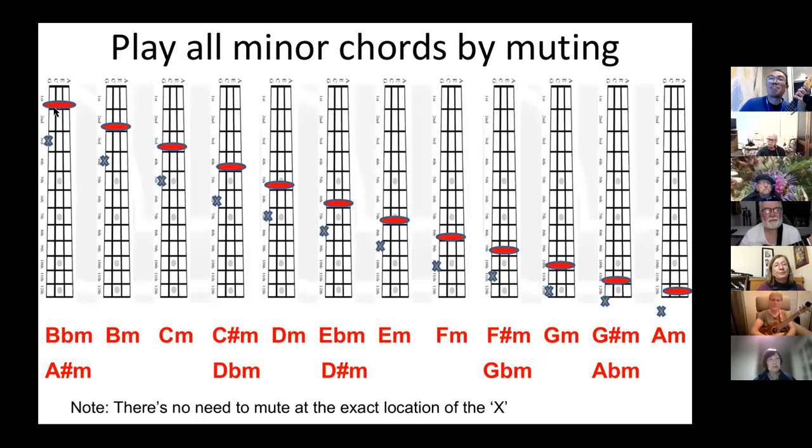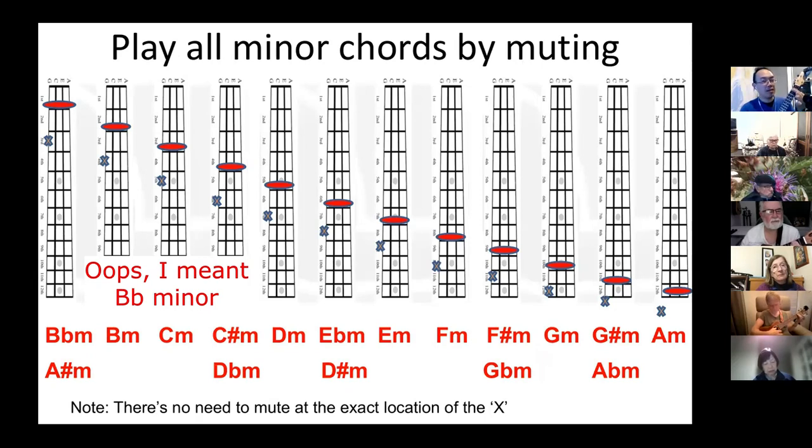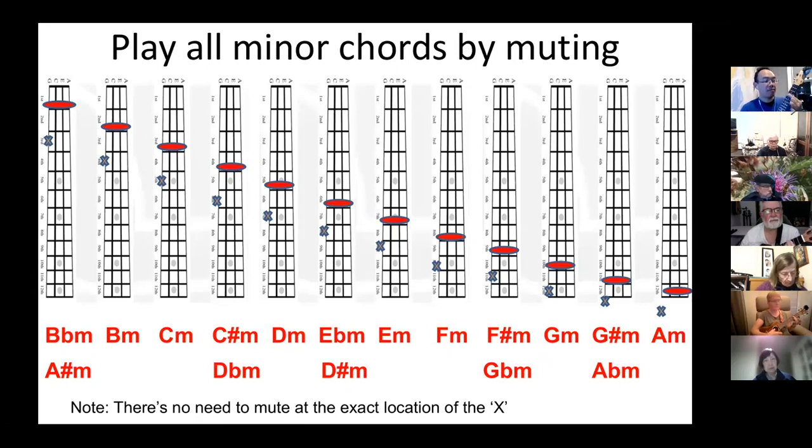Every single one. So B flat minor, for example, you put your finger there and you mute that string using the fingertip. That's B flat minor. Next one, B minor. Next one is C minor. So I'm just sliding up. Each one is a different chord. I've labeled them for you. So all you need to know is to make sure that you mute with the fingertip.